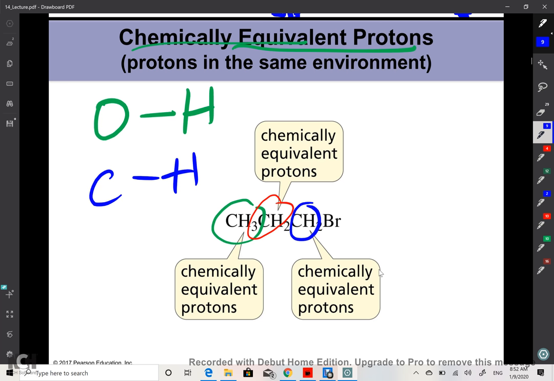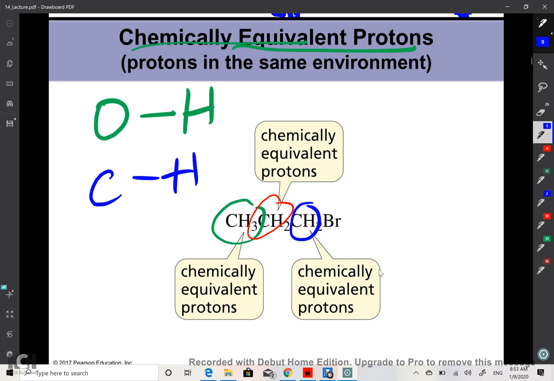But within the CH3, these three hydrogens are chemically equivalent. Within the CH2, these two hydrogens are chemically equivalent. And within this other CH2, these two hydrogens are chemically equivalent. Now my question: why are the blue protons different from the red protons? They are all CH2, but the blue protons are different from the red. Why? Yes.